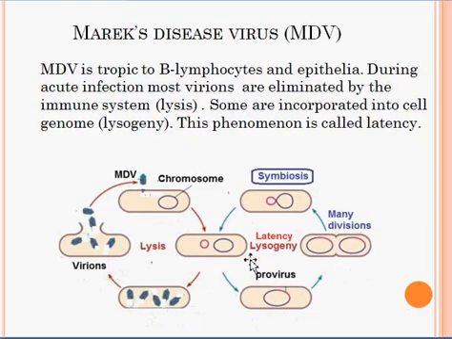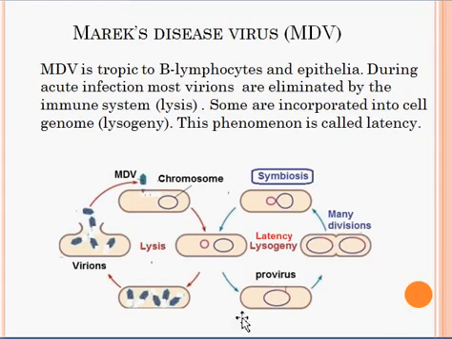Now, the same happens in Marek disease. The Marek disease virus is tropic to B lymphocytes and epithelia. During acute infection, most virions are eliminated by the immune system during the lytic infection. Some are incorporated into cell genome, which is lysogeny. This phenomenon is also called latency.